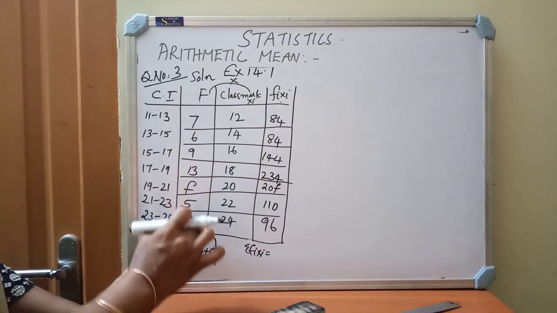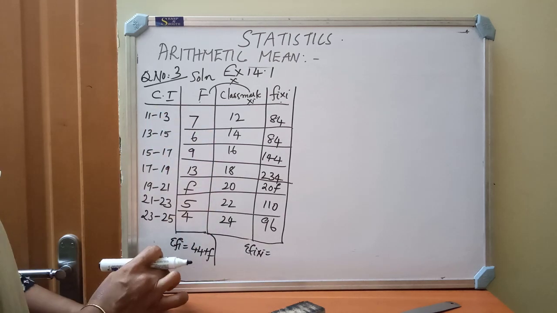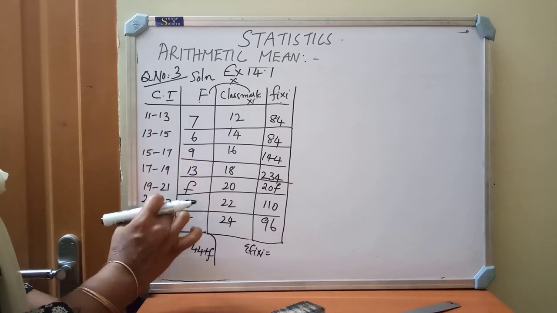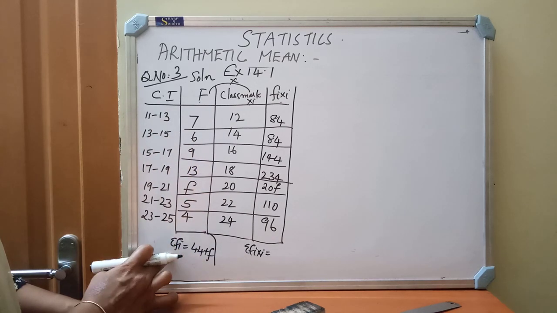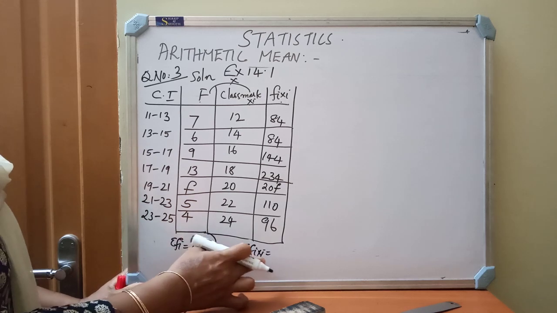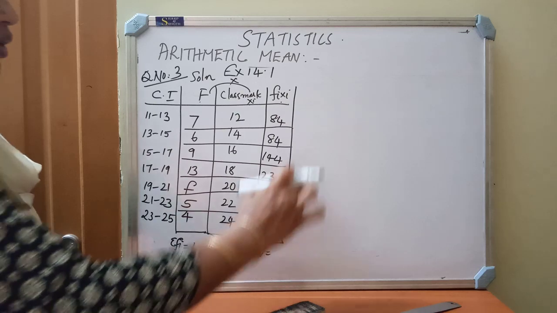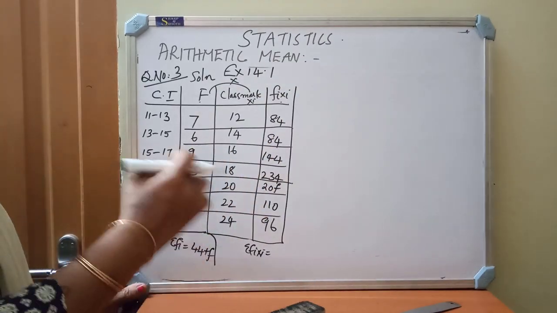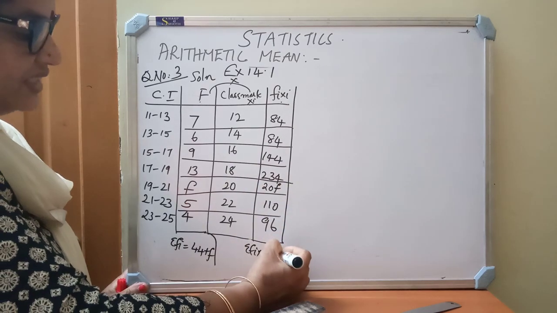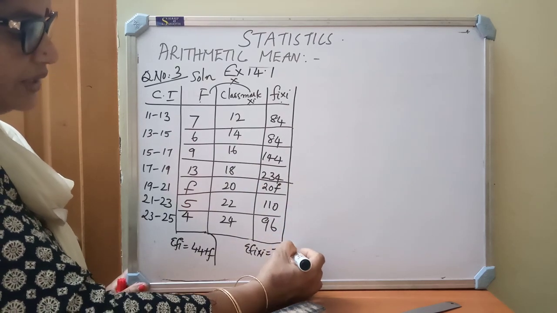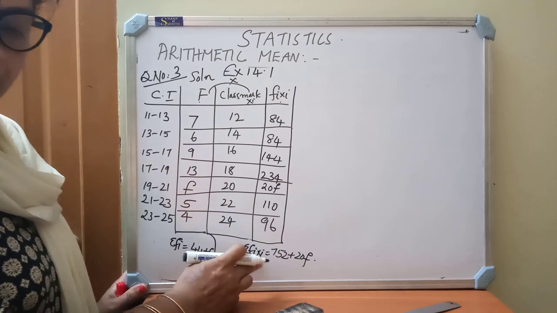In sigma fi, one variable is there and the rest everything is numerical. So first we have to add the numerals plus f. So 44 plus f is the sigma fi. And for sigma fi xi, 20f is different compared to the other numerals. So you add all the numerals, plus 20f. If you add all the numerals, you will get 752 plus 20f. That is sigma fi xi.